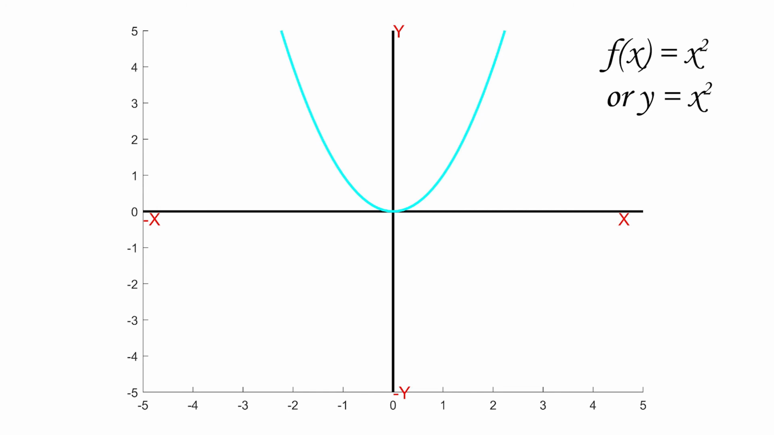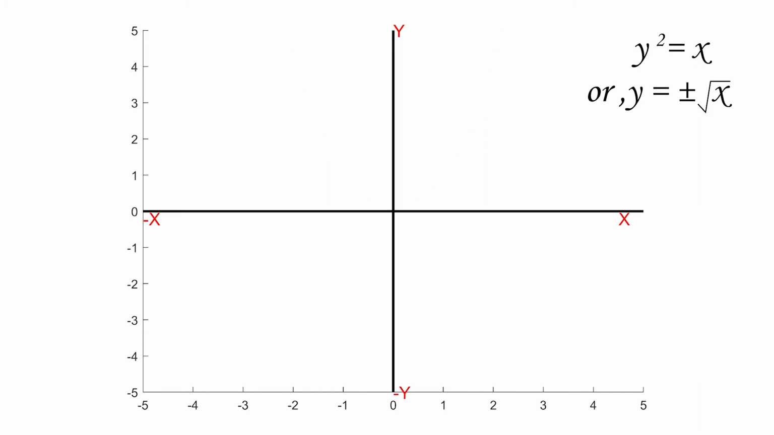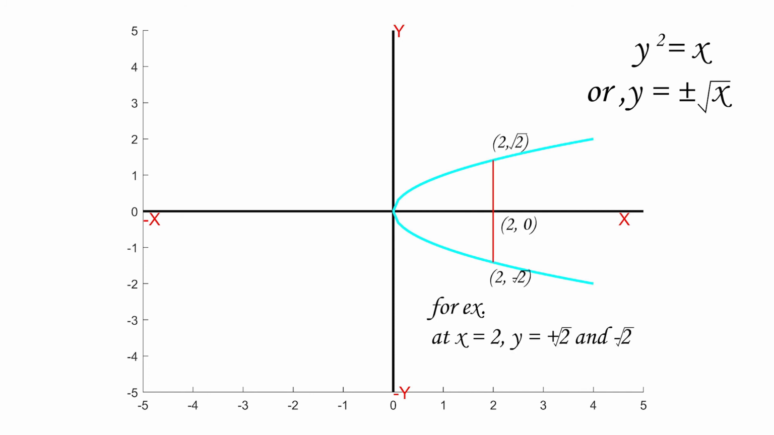Let's draw the graph of the equation y squared equals x, or y equals plus minus square root of x, which we have discussed in the previous video. If we analyze the graph, we can see that for one value of x, there are two values of y, which is against the definition of a function. So, y equals plus minus square root of x can't be said to be a function.